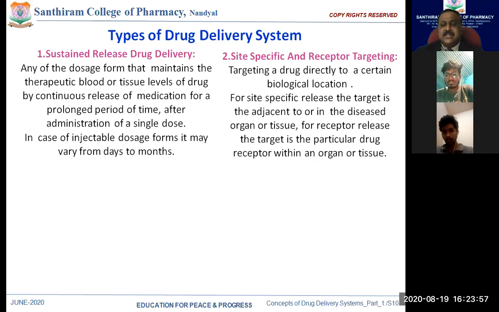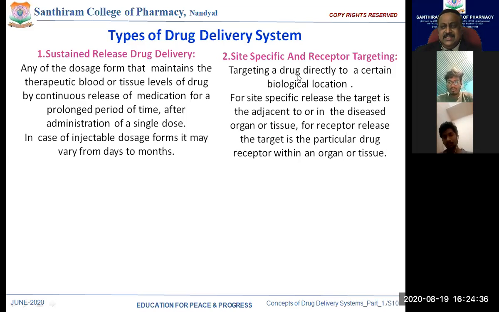Maybe your small intestine, or maybe your colon, right? Or maybe any part of your internal organs, right? So it is targeting a drug directly to a certain biological location. For site-specific release, the target is adjacent to or in the diseased organ or tissue. For receptor release, the target is the particular drug receptor within an organ or tissue, right? So I hope this is clear to you.